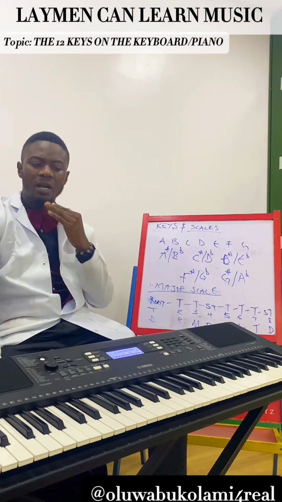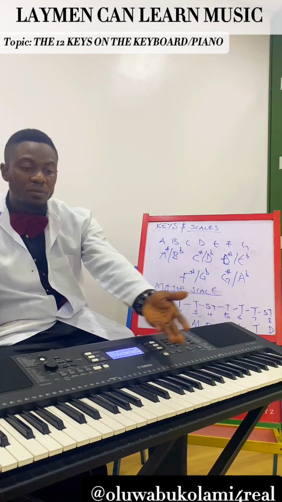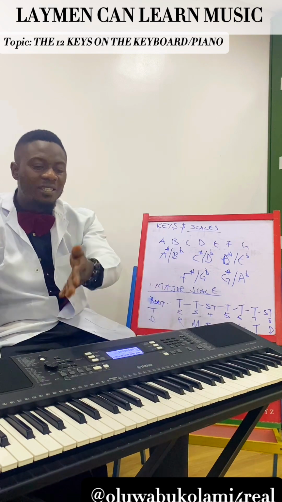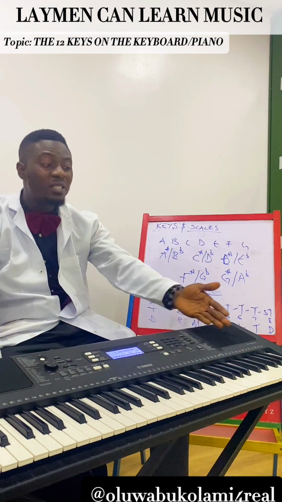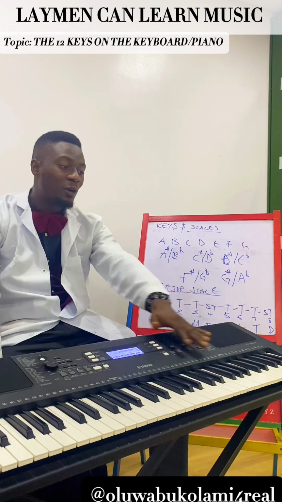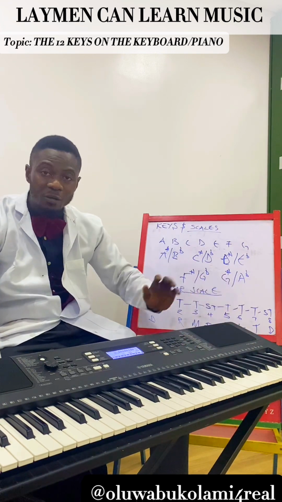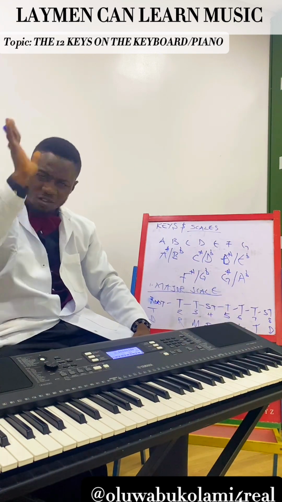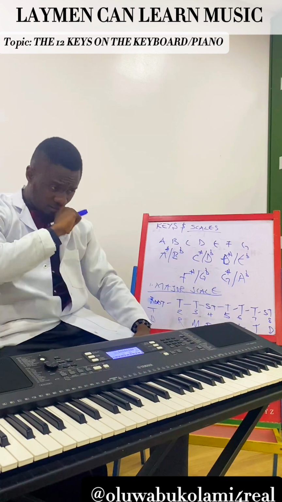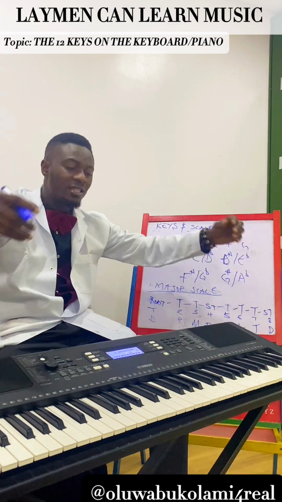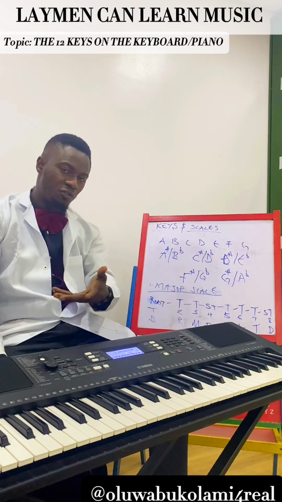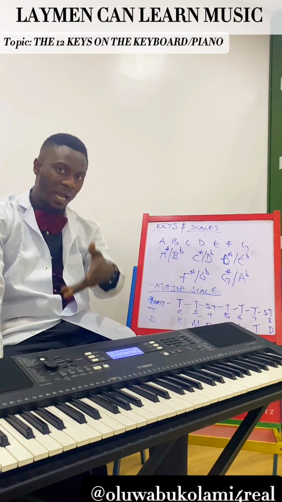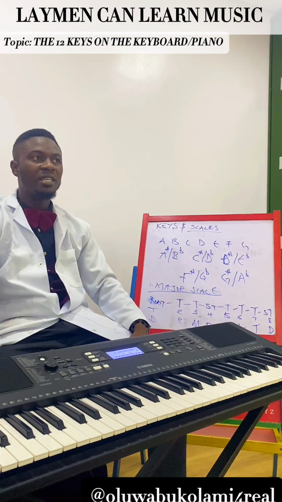Do you know that as much as we have multiple keys on the keyboard, the keyboard comprises of just these 12 keys, but it was just repeated. That's why we have it up to like, is it 61 or thereabout? It's just these 12 keys and it was repeated. The keyboard might be longer than this, it is still these 12 keys we have and it's repeated. So I want to quickly introduce you to these 12 keys. What are these 12 keys? And how did they get their names?